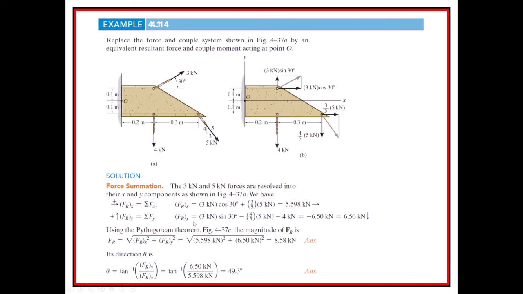And then in the y direction, the same thing. Make sure you get the signs correct and break things down. And we can see that we have a 6.5 kilonewton force acting downward.